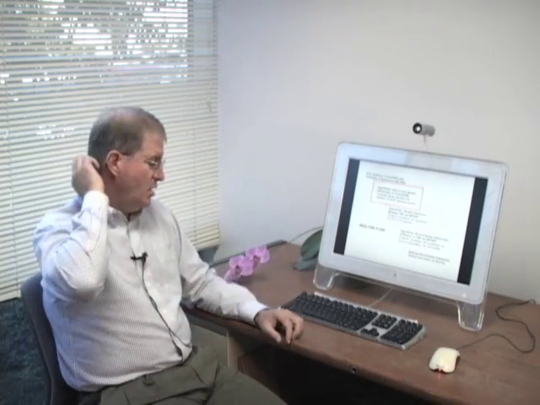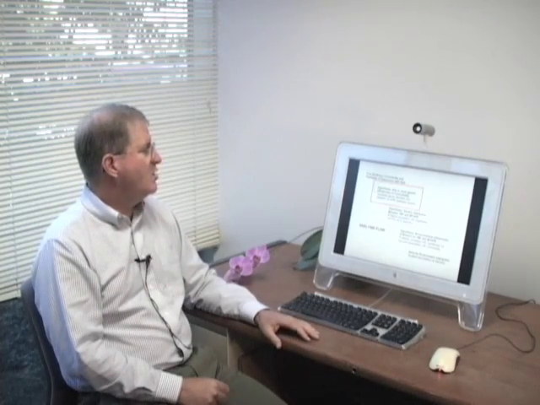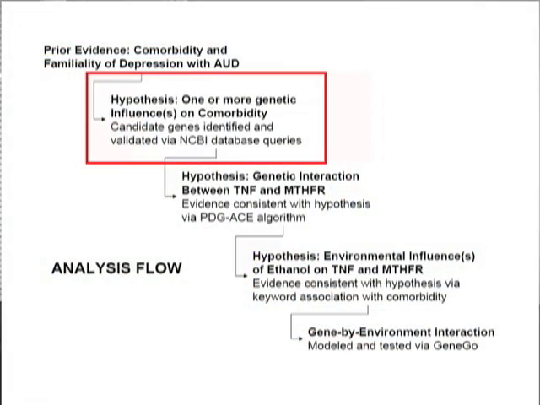So we did 5 steps in this analysis, starting with prior evidence of comorbidity in depression and alcohol use disorders, and that gave us the opportunity to hypothesize that there might be some genetic influences on that comorbidity, so I'll explain that to you. Then that analysis led to the hypothesis that there's a genetic interaction that might be in play, which then led us to the potential for a gene-by-environment interaction, and I'll sum it up by showing you a model that incorporates all of these elements.